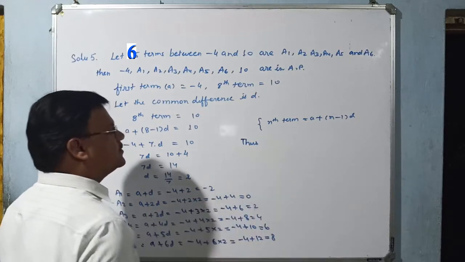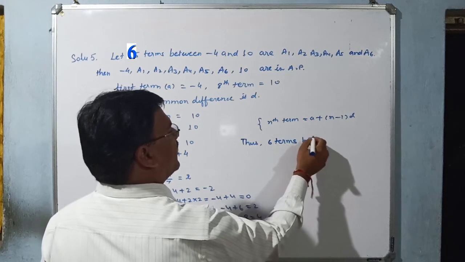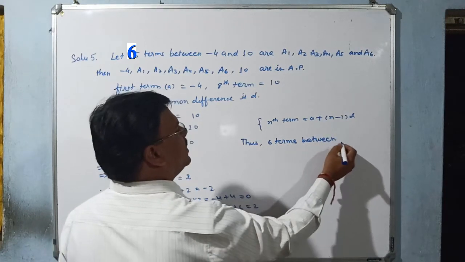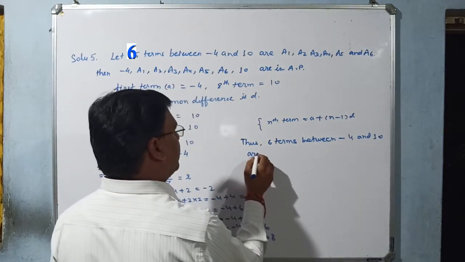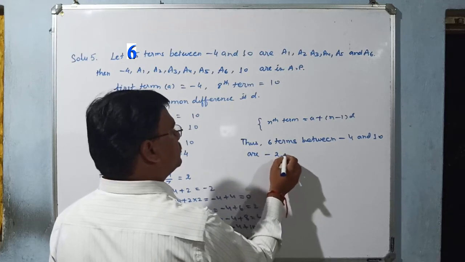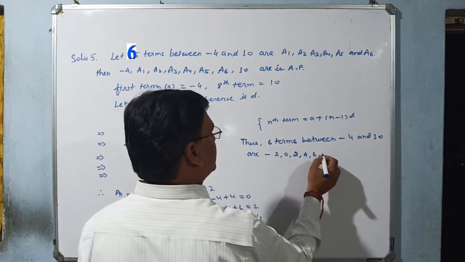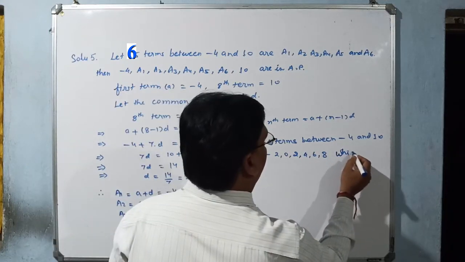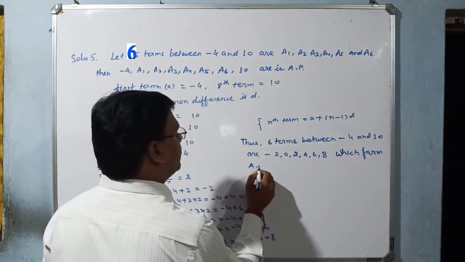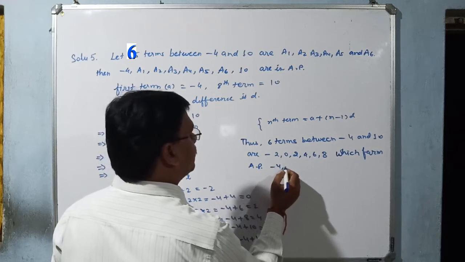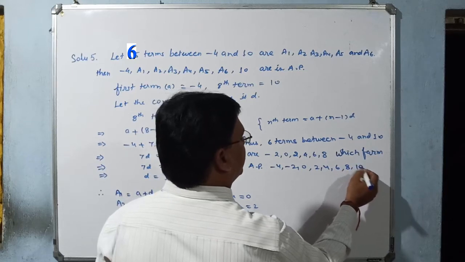Thus, 6 terms between -4 and 10 are -2, 0, 2, 4, 6, 8, which form the arithmetic progression -4, -2, 0, 2, 4, 6, 8, 10.